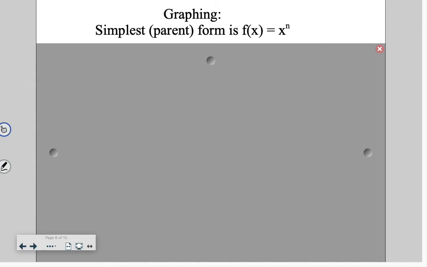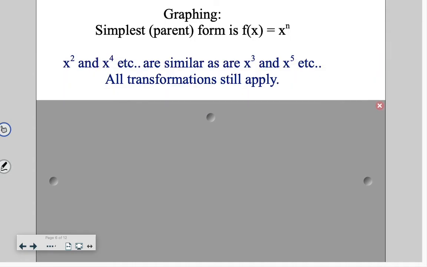So the simplest form of any power function, x squared, x cubed, x to the 4th power, x to the 5th power, those are kind of your parent functions. The main thing you need to know is that even degree functions all kind of act the same way. They have a lot of the same characteristics, and so do odd degree functions. Okay.